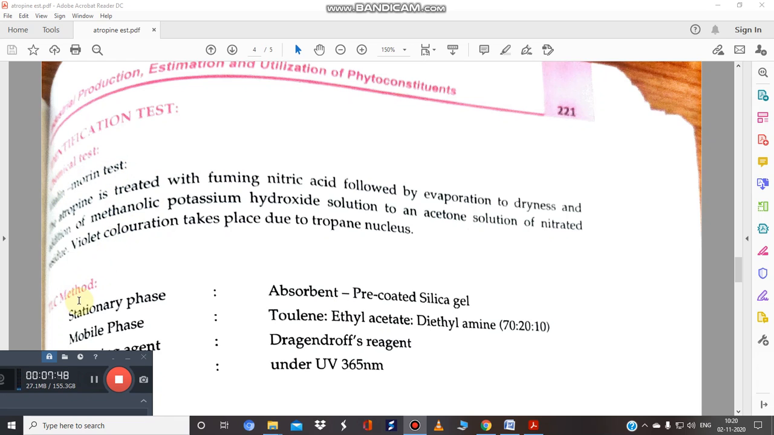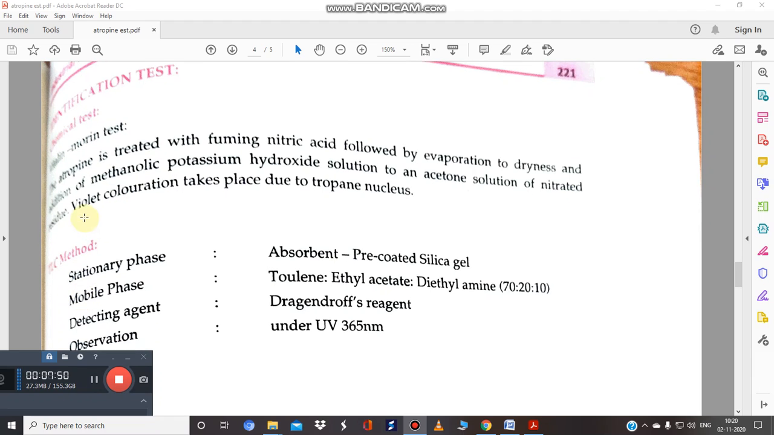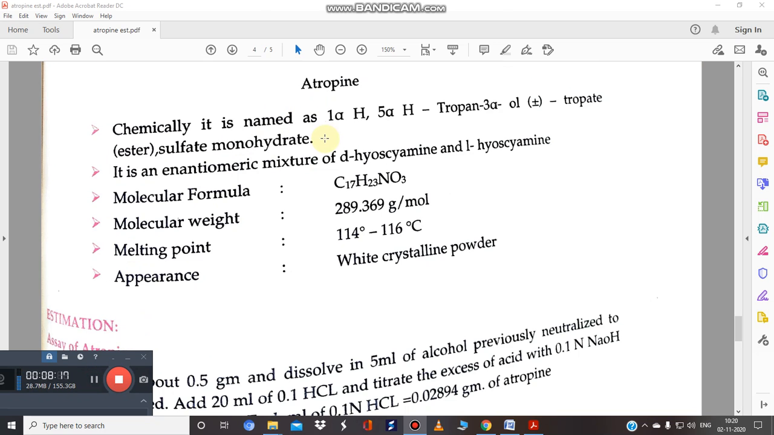Okay, then the TLC method is used for identification. We know TLC is a chromatographic technique. So yes, go for the stationary phase. So what is the stationary phase here? Yes, silica gel, but pre-coated silica gel is used. And the mobile phase is toluene, ethyl acetate and diethylamine in the ratio 70:20:10. And yes, for detection purpose, use Dragendorff's reagent, and the observation is done at UV 365 nanometer wavelength. Here is the representation of atropine.